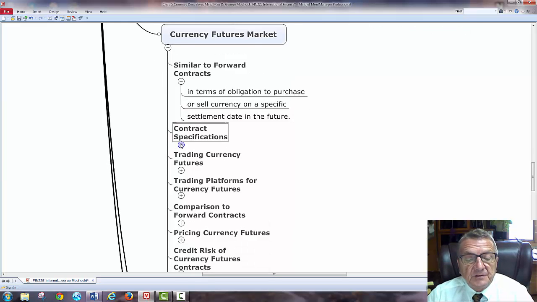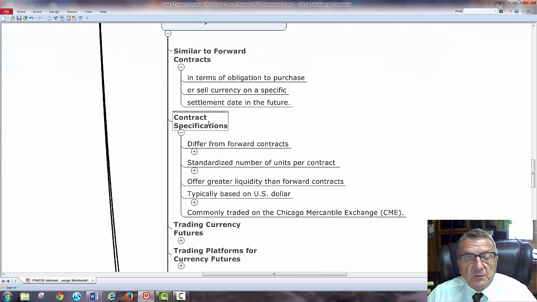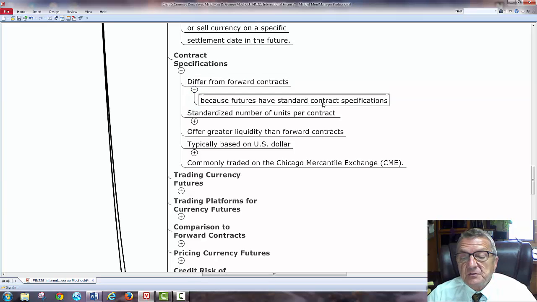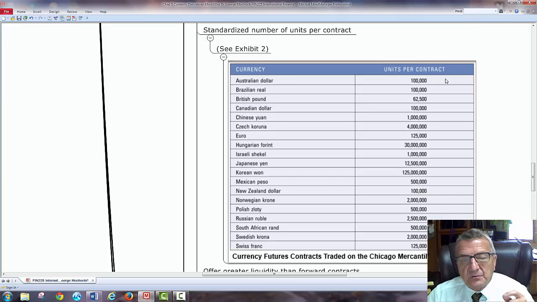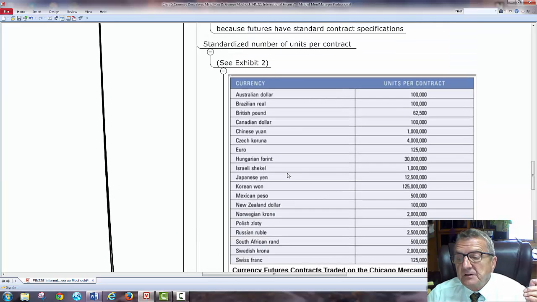Okay, contract specifications. Remember, we're dealing with currencies in the futures market. Contract specifications differ from a forward contract because futures have standard contract specifications. This already tells me the contract lays out everything in there. Standardized number of units per contract, and see Exhibit 2. Let's see, here it is. So here's the contract, you know, the different euros, Japanese yen, Korean won, peso, the New Zealand dollar, Norwegian krone, Swiss franc, ruble, rand, krona, franc. Just look at that.